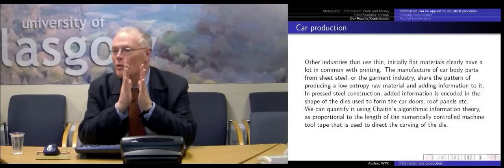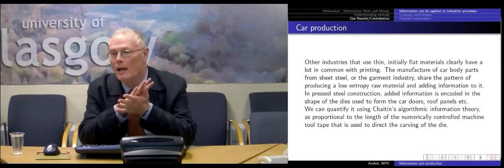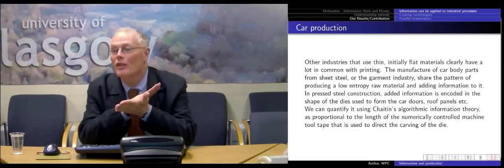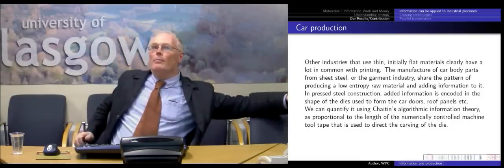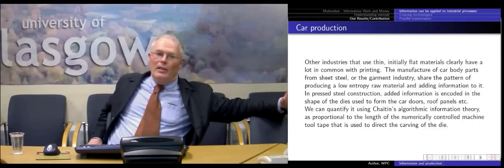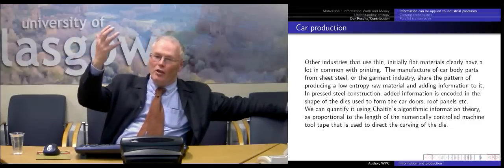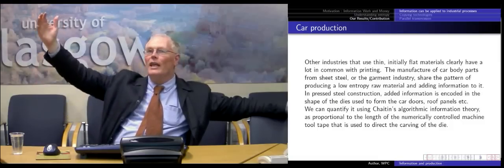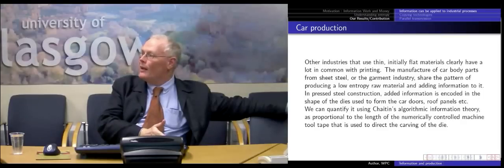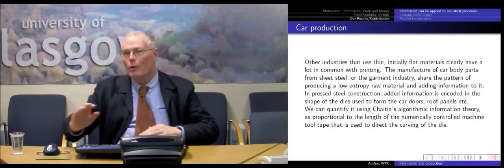The same thing applies to other industries which produce goods by preparing a flat material first. If you consider the production of cars, the first process is to produce rolled steel sheet, and this is then shaped using pressed steel construction techniques. You press it out into car doors, roof panels, etc. Now, it may seem difficult to measure the information you're adding here. But if we use Chaitin's information theory, the amount of information you're adding is proportional to the length of the tape which you feed into a numerically controlled machine tool, which will direct the carving of the die from which you press, cut the car door, for example.